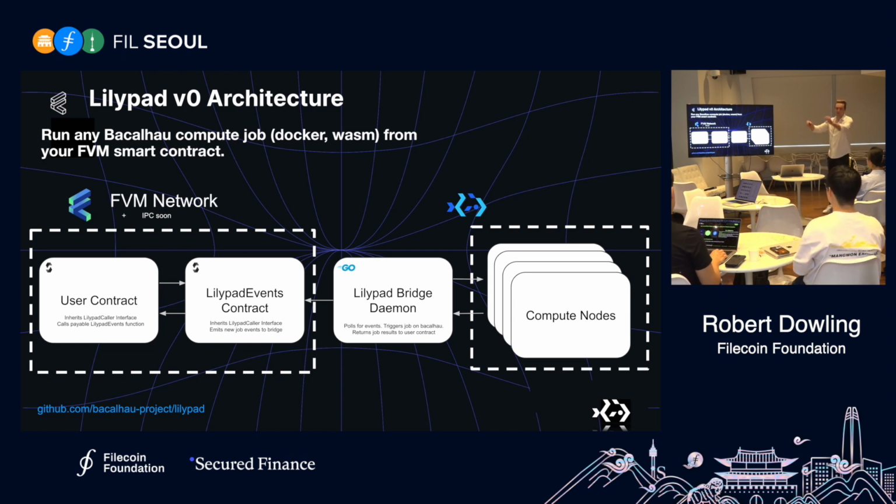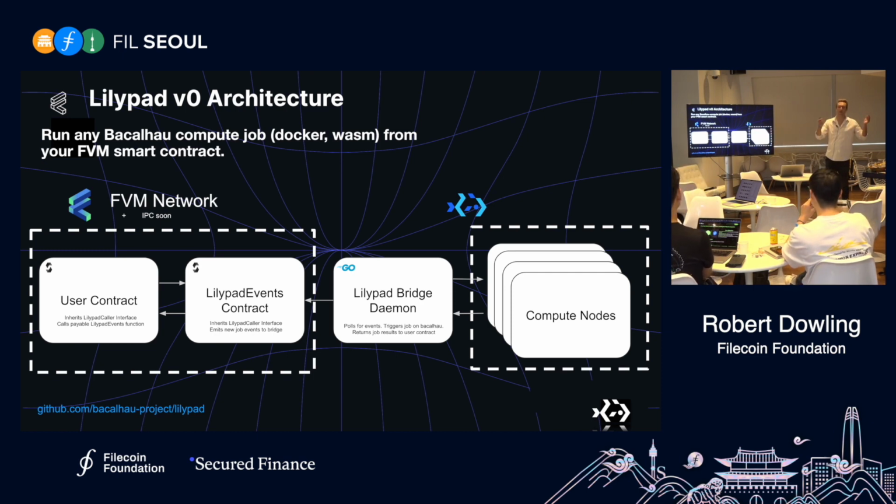Okay, LilyPad. So how does FVM and LilyPad interact? First of all, what is LilyPad? I mentioned it earlier, Bacalao LilyPad. This is an off-chain compute of the data stored on Filecoin, compute over the actual data stored on Filecoin. Where FVM comes into play is you can initiate these jobs from FVM.